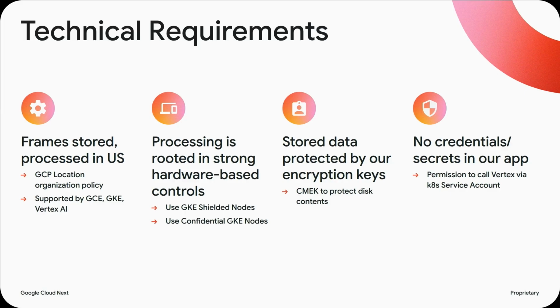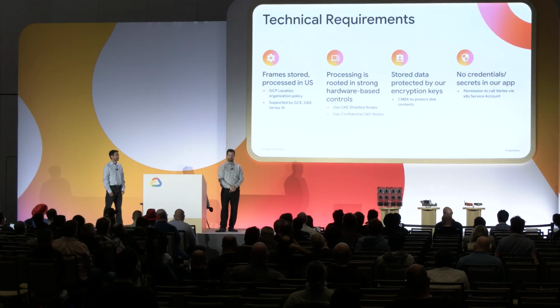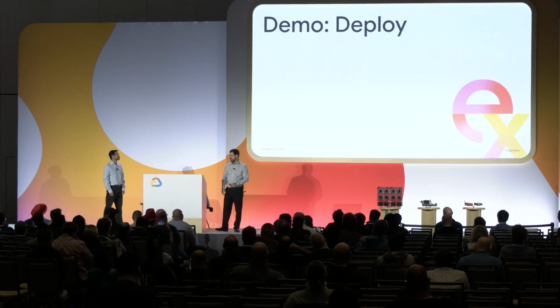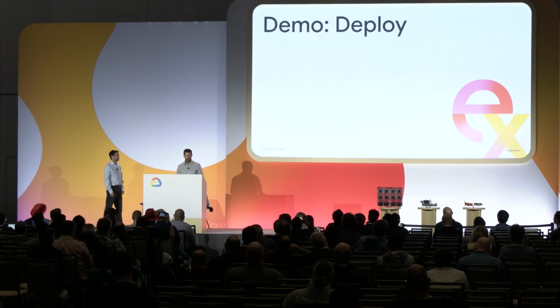To make sure that our data is secured and rooted in hardware-based controls, we're going to be making use of confidential GKE nodes and GKE shielded nodes. And we're going to be using CMEK to protect the data on our disk. In this example, we don't have a lot of data. Most of it will be kept in memory. So this is more of a defense in depth opportunity. We'll also be using Kubernetes service accounts to inherit permissions to call into the Vertex service. So let's start by deploying our application.